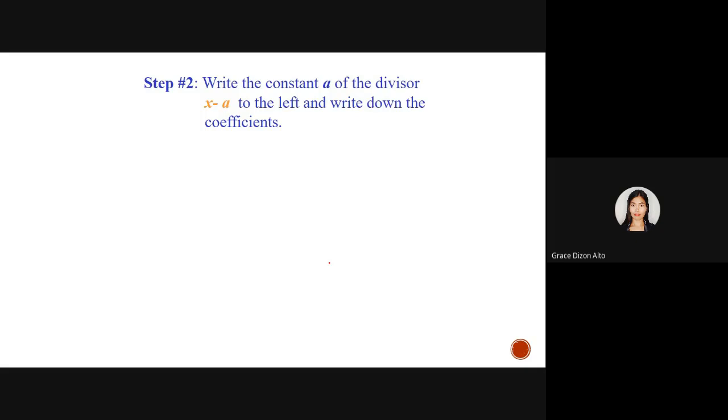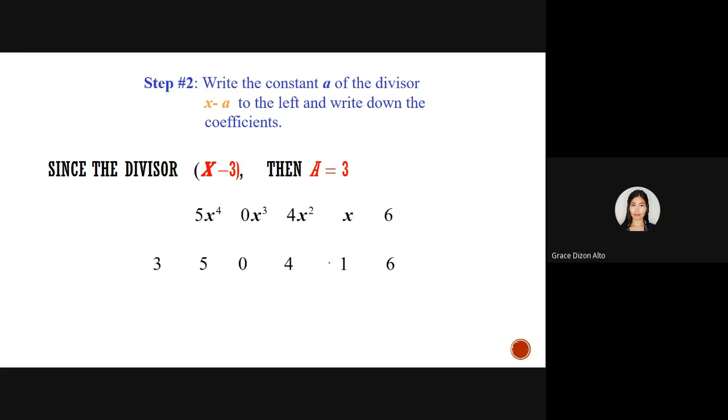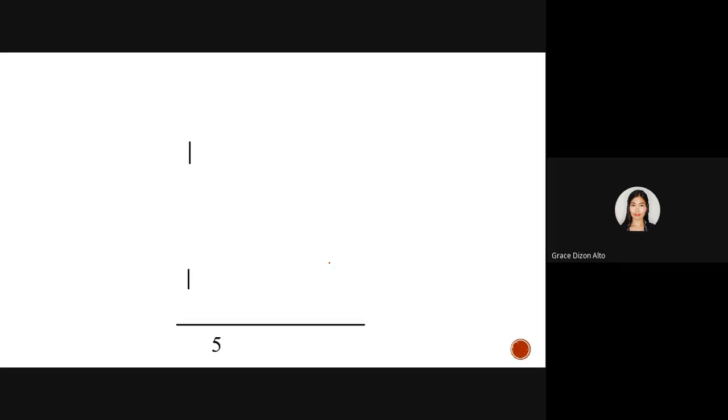Step number 2, write the constant a of the divisor to the left and write down the coefficients. Since our divisor is x minus 3, the value of a is equal to 3. We will bring down the coefficients after writing our a. So 5, 0, 4, 1, and 6, and our a is 3 on the left side.